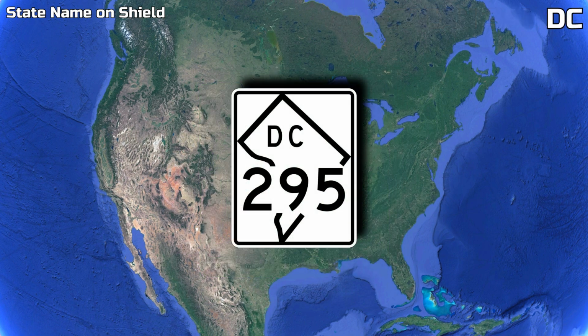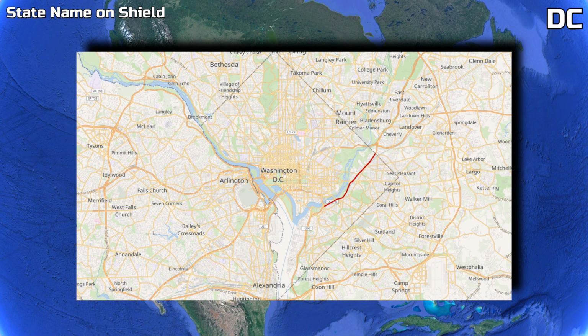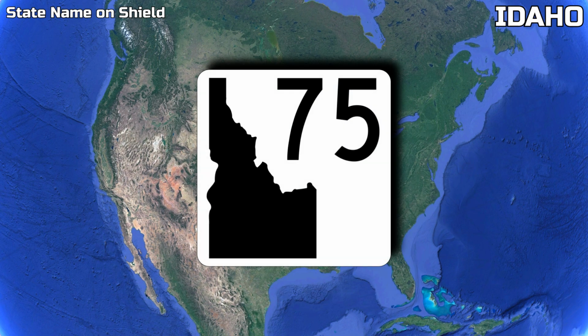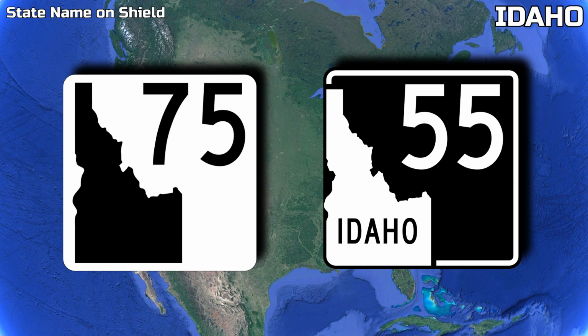DC has its own highway shield, but there's only one road classified as a DC numbered route, and that's Highway 295 in the southeast part of the city. Idaho's shield was changed last year to no longer have the state name, but before this the shield had both the state name and outline, and you'll still see these signs all across the state in Google Street View.